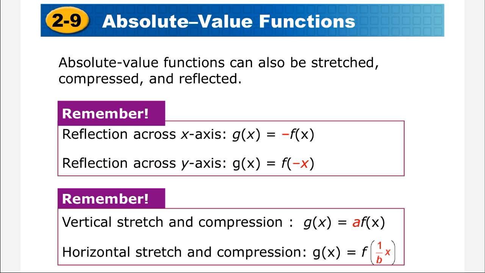All right, absolute value functions can also be stretched, compressed, and reflected exactly the same way you do the lines. So if you're reflecting across the x-axis, you make the whole entire function negative. And if you're reflecting across the y-axis, you just make the x negative. And a vertical stretch and compression, just like with the lines, you multiply the whole function times the factor that you are stretching or compressing by. If it's horizontal, then you multiply the x times 1 over the factor. So you multiply by the reciprocal.